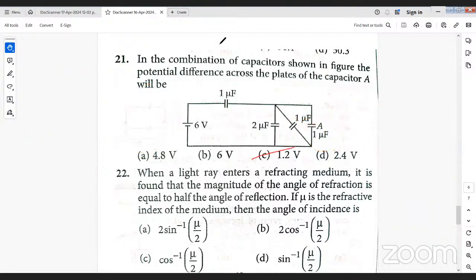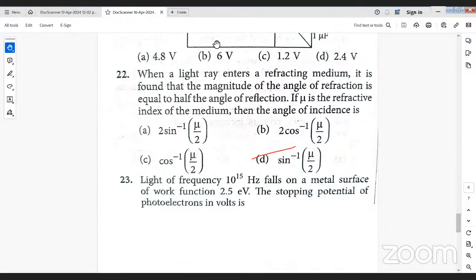Going for the next question. So C. The next question is from the ray optics. Yes, see, when a light ray enters a refracting medium, it is found that the magnitude of the angle of refraction is equal to half the angle of reflection. If mu is the refractive index of the medium, then the angle of the incidence is, the angle of the incidence I value they are asking, students.